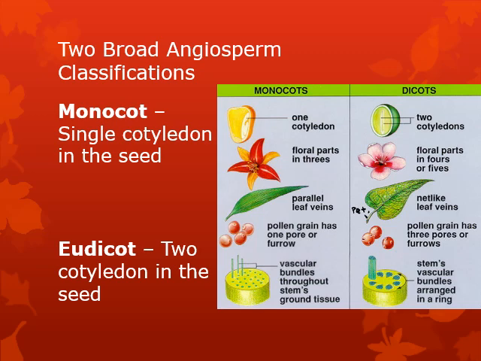A monocot, monocotyledonous plant. Mono means what? One. They have one cotyledon. Eudicots, or dicotyledonous plants. They have di. What does di mean? Two. So two cotyledons. Cotyledon is just those early primitive leaves. So you've got monocots and dicots.